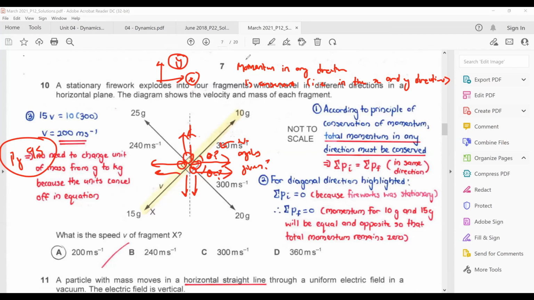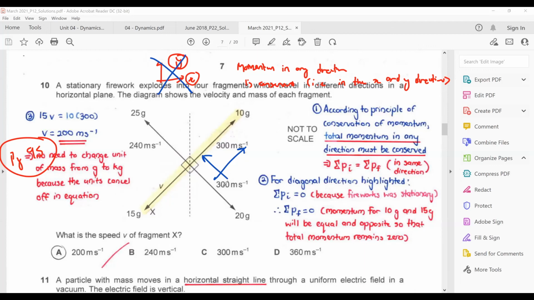So here, it won't be a wise thing to do to resolve them into x and y direction, because you don't have the angles. So you don't consider momentum in the x and y direction. Okay, you don't consider momentum in x and y. Instead, you consider momentum in these directions. This one will make your analysis a lot easier.